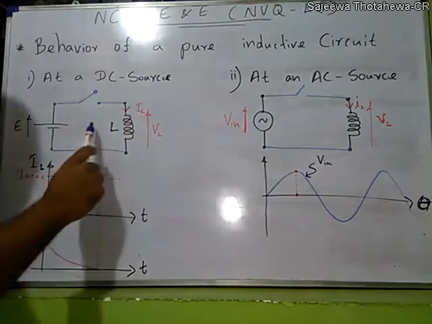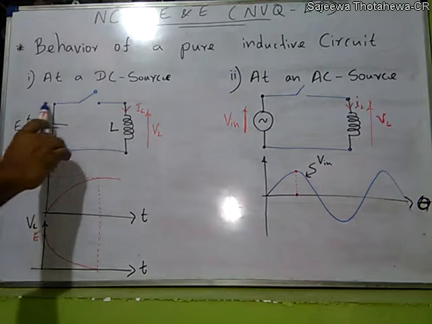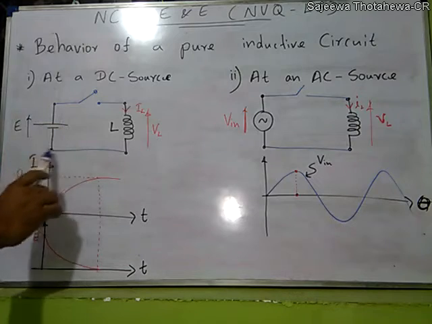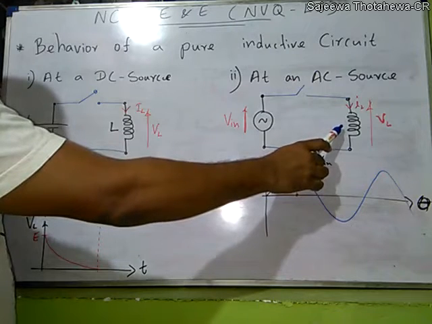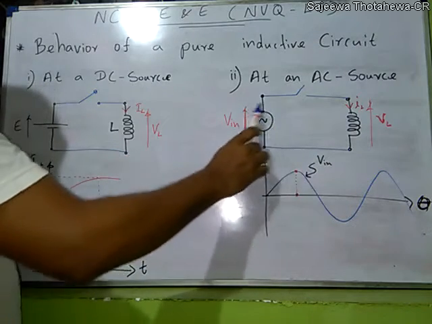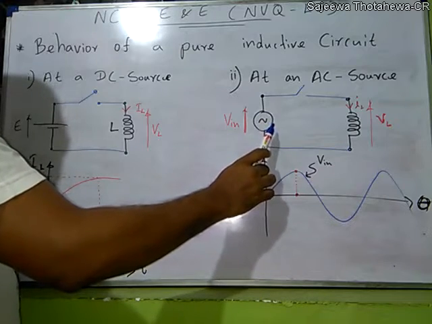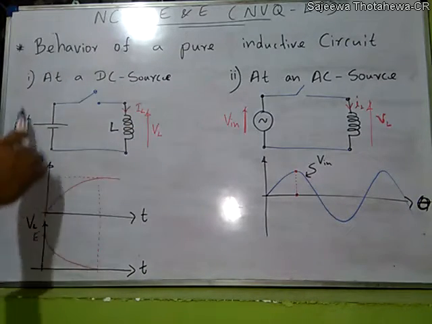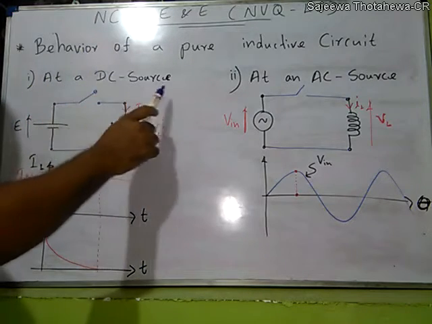Here also you can see two circuits. One is connected with a DC power source, or simply we call the battery, and then in the second circuit, the inductor is connected with an AC power source. Right? Now I am going to discuss with you first this first case, that means behavior of a pure inductive circuit at a DC power source.